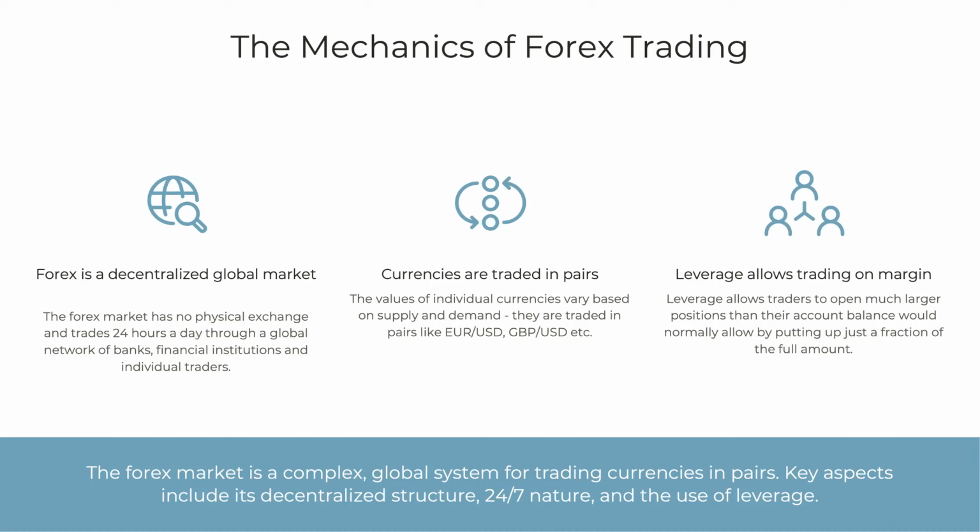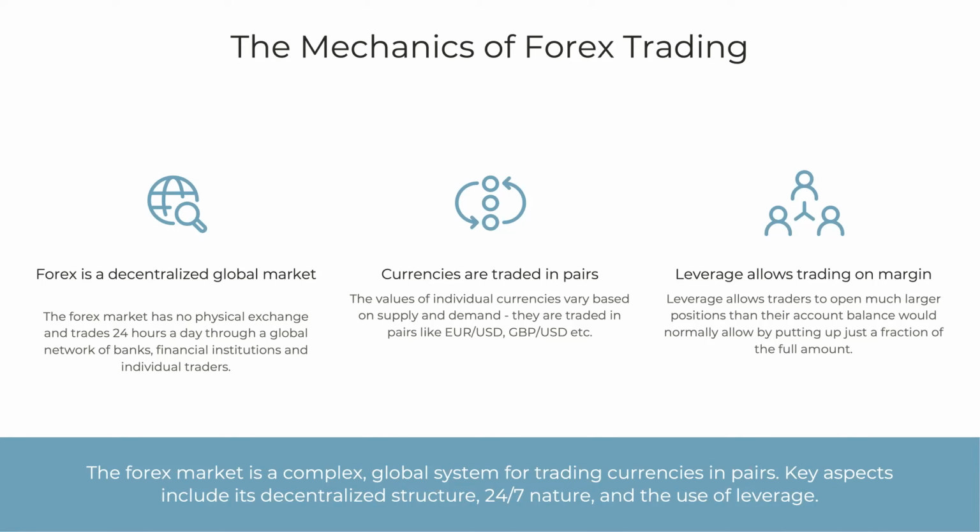Okay, currencies are traded in pairs, as we talked about earlier. The values of individual currencies vary based on supply and demand. They're traded in pairs like EUR/USD, GBP/USD, etc. GBP/JPY, one of my favorite pairs. Leverage allows trading on margin. So we're going to talk about the power of leverage, because when you get to a broker, instead of having to trade only your own money, let's say you only have $100 to trade. Well, if they're giving you $100 of margin, it's like trading $10,000. Okay, that's the power of leveraging Forex, and this is why people want to be inside this market.